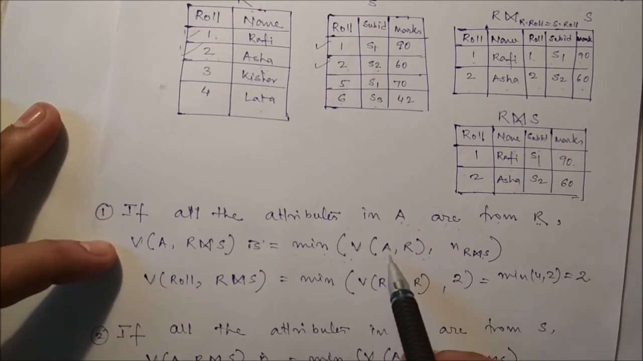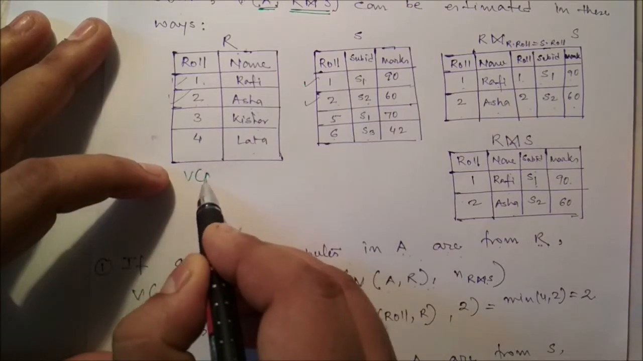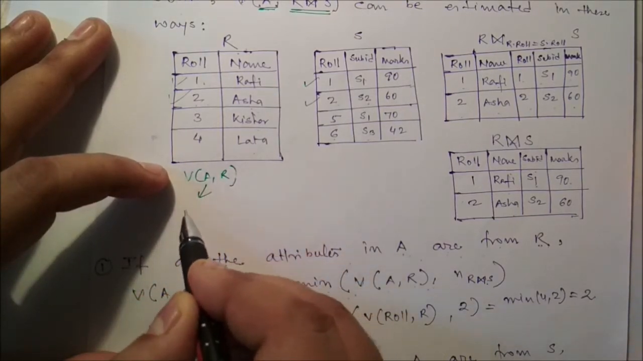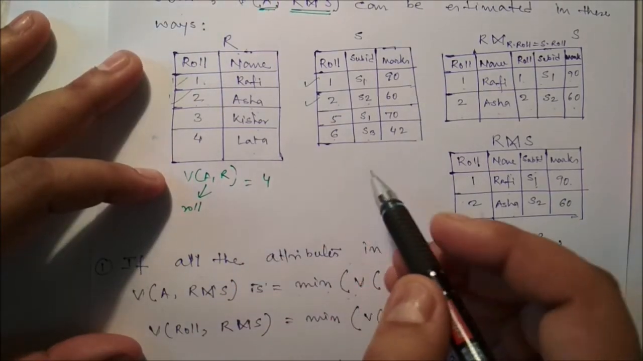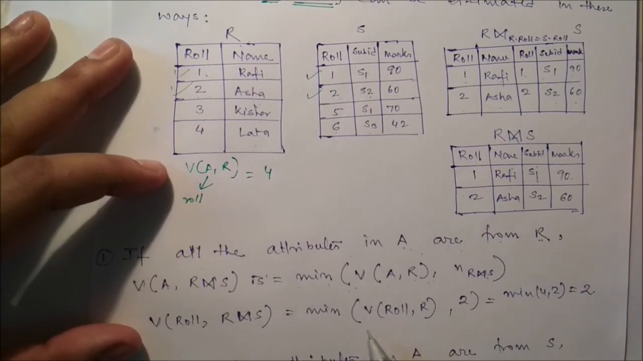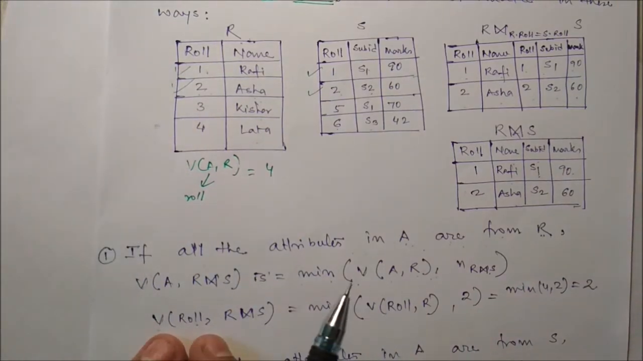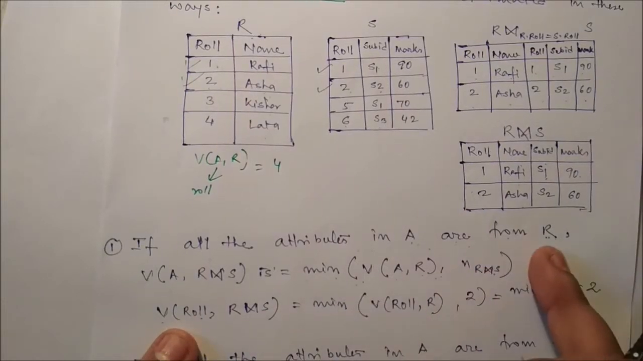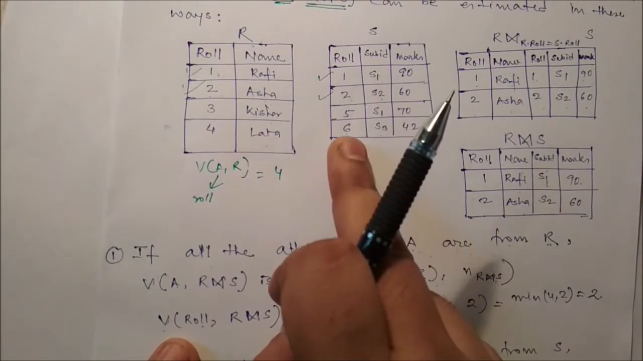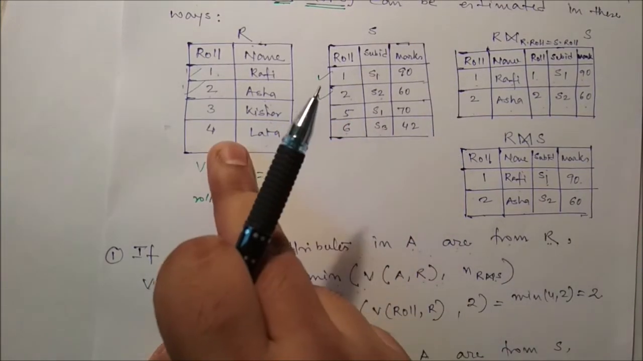So here roll number, how many roll? So what will be the V A comma R? If it is a roll number, so answer is what? 4. 4 distinct roll numbers are there. Are you getting this one? So if it is a roll number, see this roll number is what? It's a primary key of this particular table R, and I'll assume this roll number is a foreign key of this particular table, which is a primary key of this particular table R.